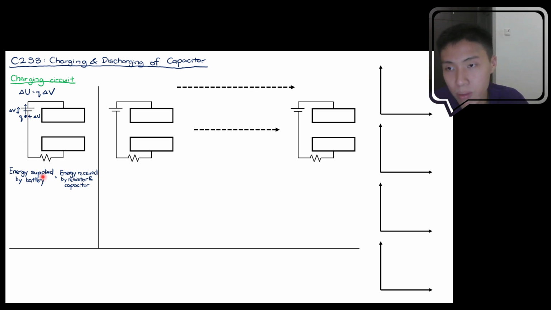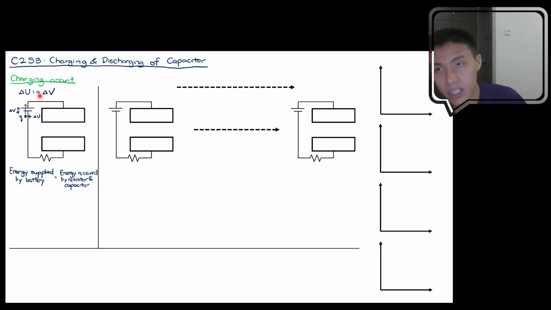So the energy supplied by the battery is 1 joule, and the energy received by the resistor and capacitor should add up to 1 joule. It can be 0.8 received by the capacitor, 0.2 received by the resistor, but when you add them up, they should come back to the same 1 joule which is supplied by the battery. Because, or else, where does the energy go, right? We learn about conservation of energy, so it has to be transformed into somewhere.